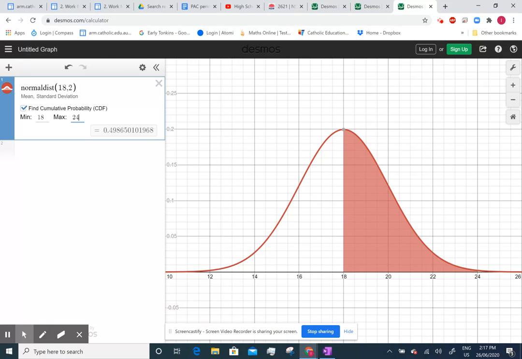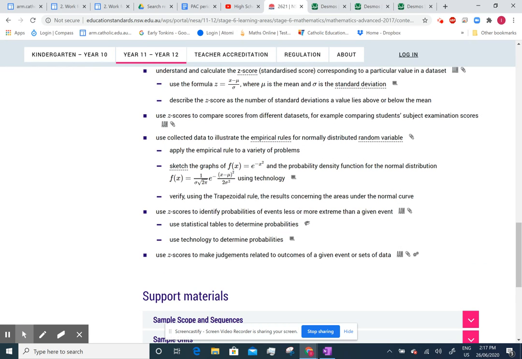And you can get anything you want. You can go from any number you want. You don't even have to go from standard deviations. We could go from 11 to 24, and there it is. We could go from 11 to 20, and it gives it to us. This is a very powerful tool and very useful. And I think that's what they mean in NESA when they say use technology.